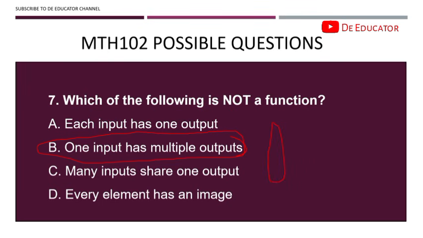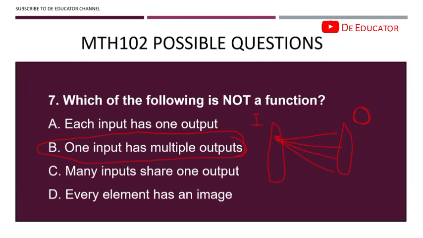So let's say we have 1 here, this is the input and this is the output. This one is now mapping here, here, here, and here. This is not acceptable. This part here is the input, and this part is the output. So if every element has an image, it is a function.